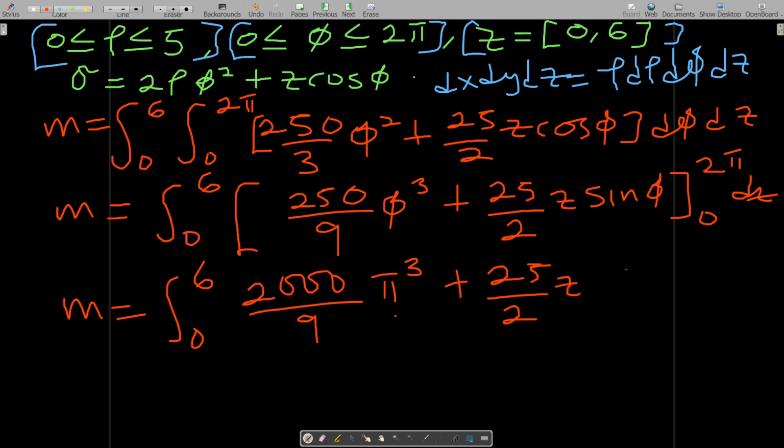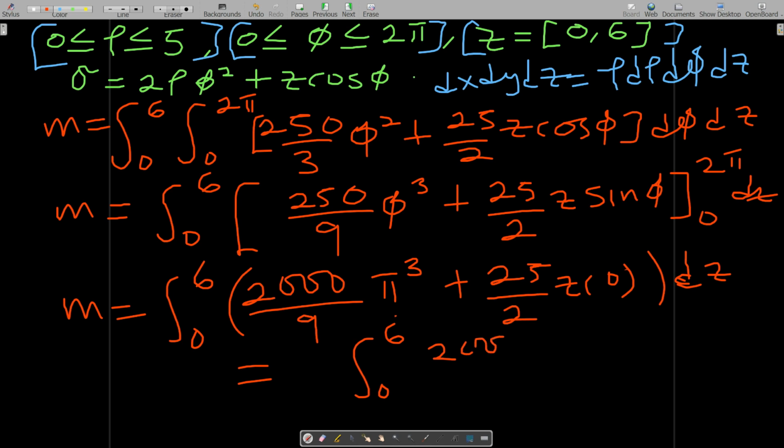Sine of 2 pi. Sine of 2 pi is what? 0. This is what you should know. Sine of 2 pi is 0. So everything now reduces to the integral from 0 to 6 of 2000 over 9 pi cubed dz, because sine of 2 pi is 0, so the z part will go, leaving pi cubed and dz.